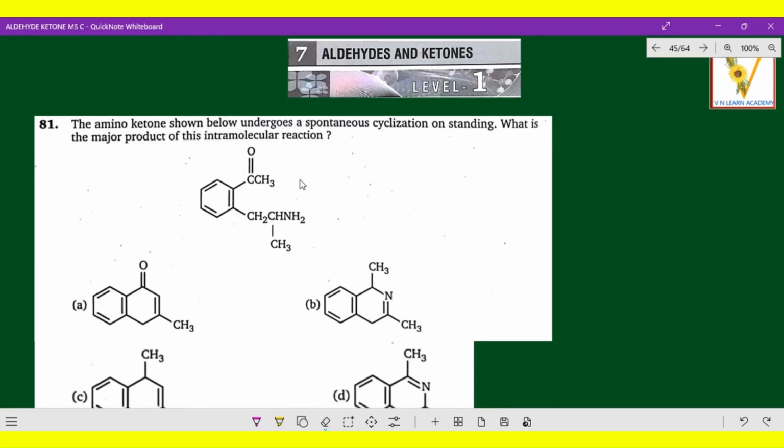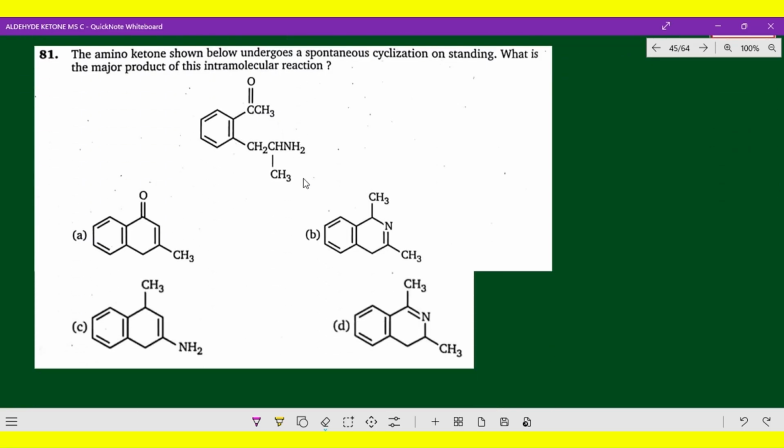The first question: the amino ketone shown below undergoes a spontaneous cyclization on standing. What is the major product of this intramolecular reaction? Now here, the keto group is there, and the amino group is there. In the keto group, the carbonyl carbon is available, and in the amino group, the nitrogen has a lone pair of electrons. So the lone pair of electrons is going to attack the carbonyl carbon.